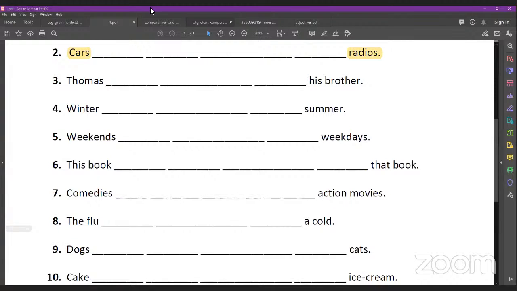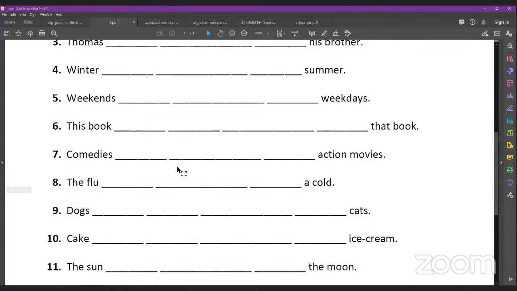Well, 6 and 7, Vargas Cindy, thank you. 6 and 7. This book is more interesting than that book. Okay. 7. Comedies are funnier than action movies. All right, thank you. Almea Ronquillo, please.